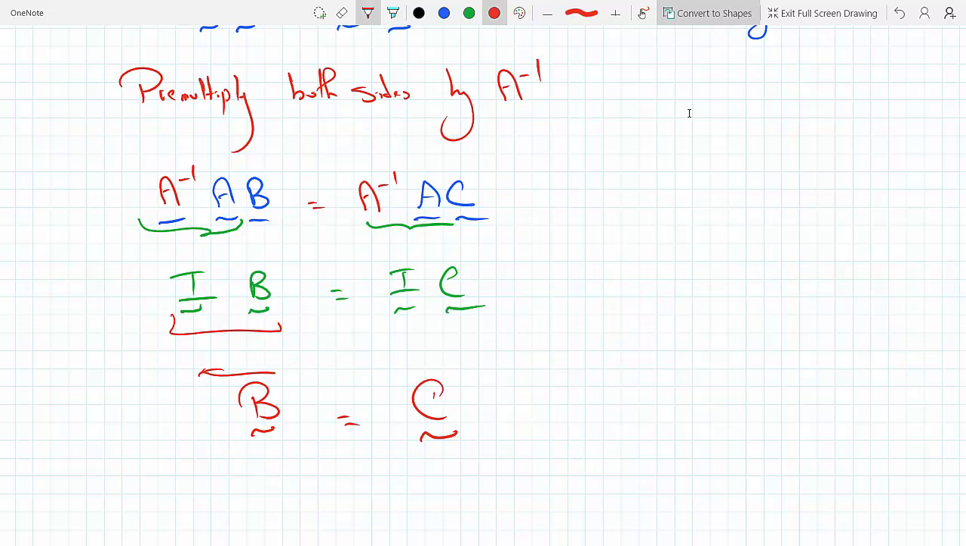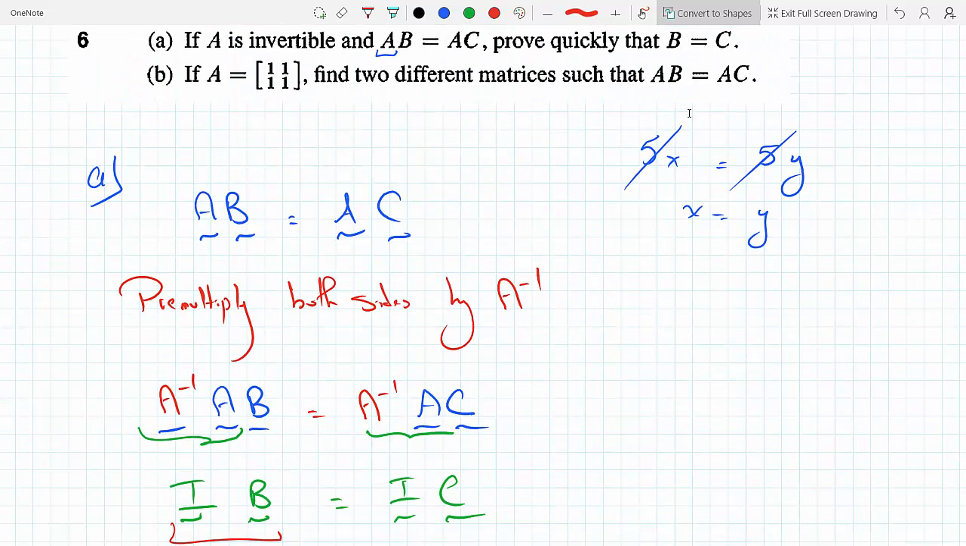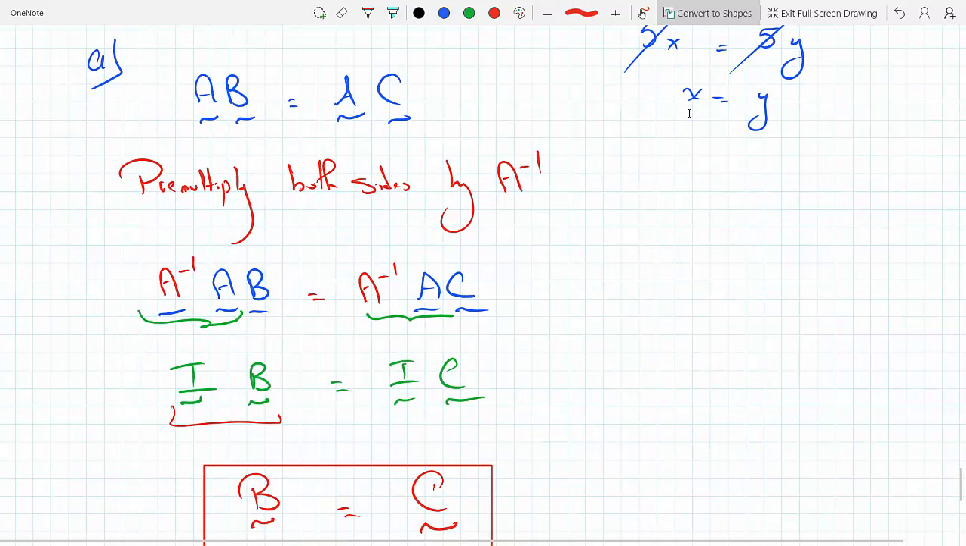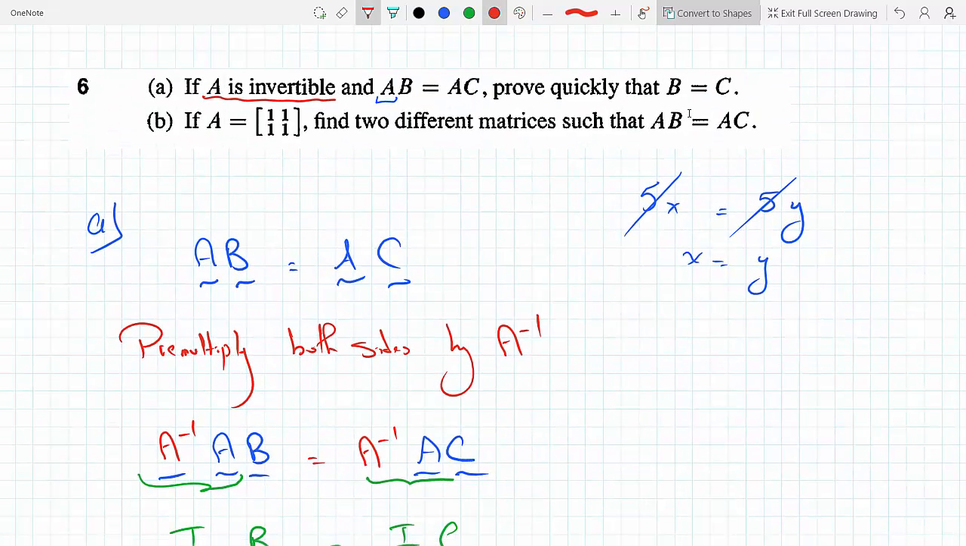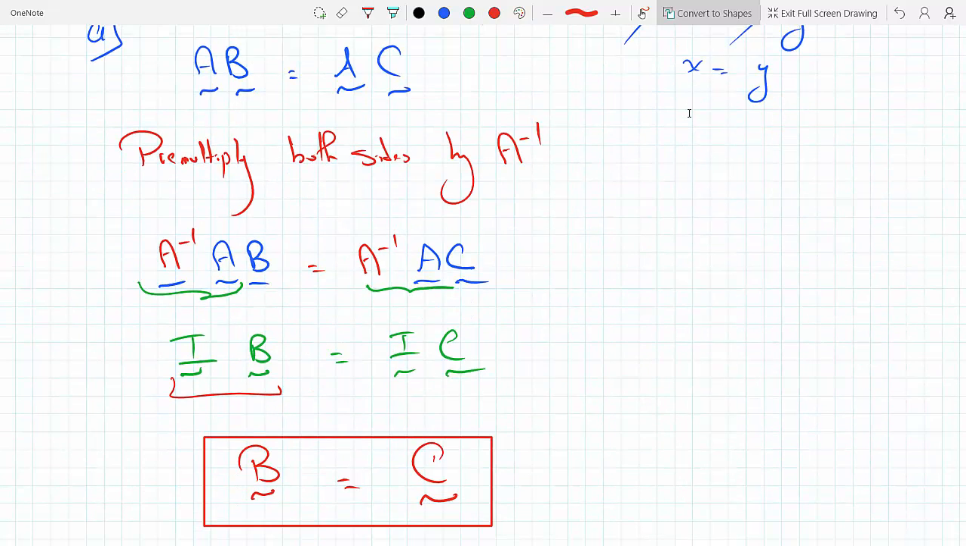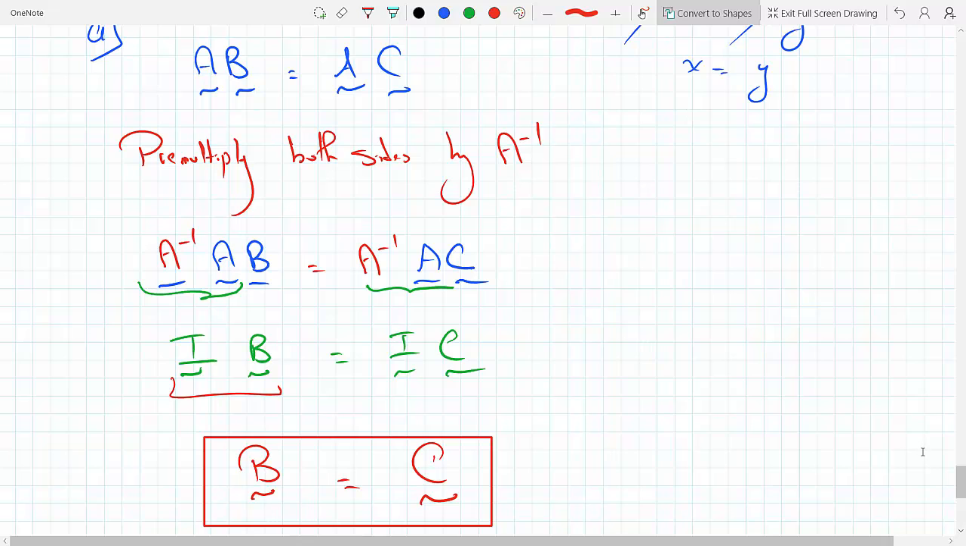Now, the reason that A has to be invertible is precisely because of what I did. Had A not been invertible, I couldn't multiply by A inverse, because there wouldn't be an A inverse to pre-multiply with in the first place. That's why A needs to be invertible for me to do this pre-multiplication step.